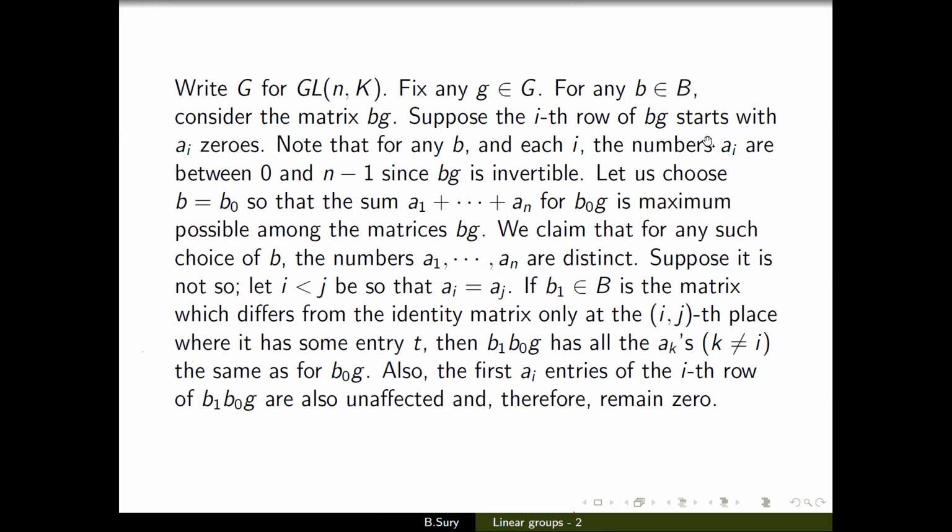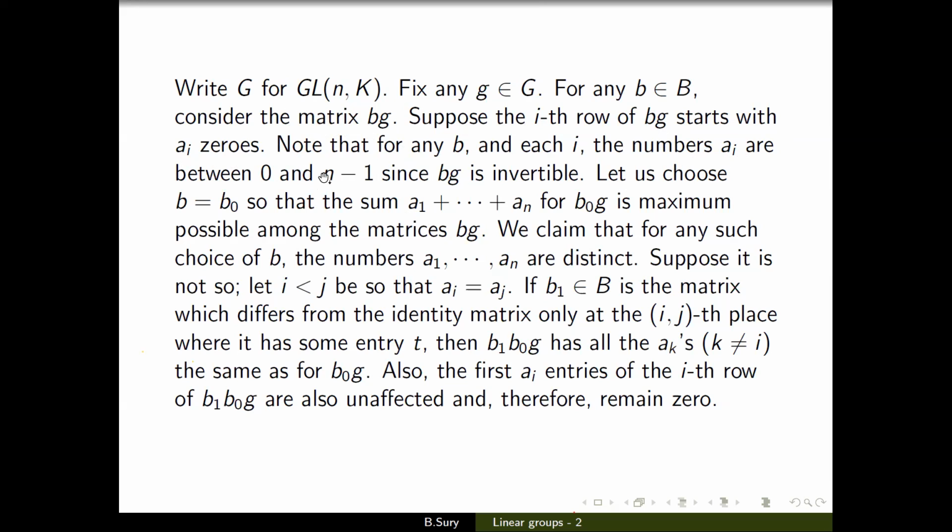Now, what are the possibilities for the a_i? No a_i can be n because the matrix is invertible. No row can be zero. a_i equal to n would mean it starts with n zeros, so the full row is zero, which is not possible for an invertible matrix. So each a_i is between 0 and n minus 1. It may start with a non-zero entry, or it may start after some stage. So whatever B you take, for B times G, just count the number of zeros the i-th row starts with, call it a_i. These numbers are all between 0 and n minus 1.